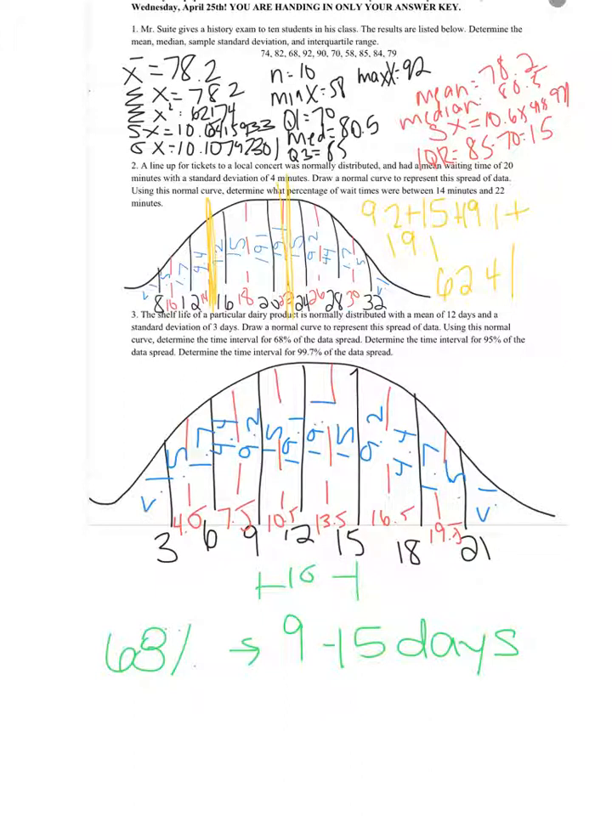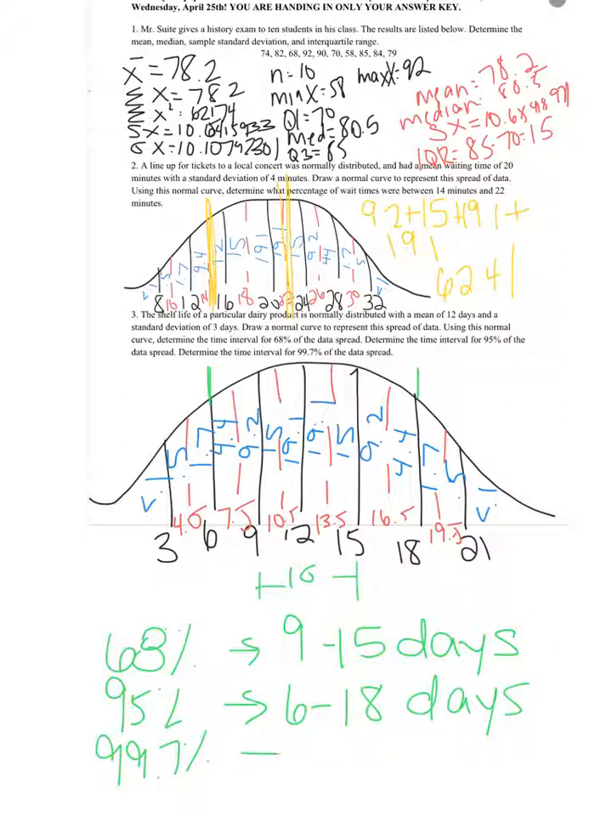And then we also have 95%. So for 95%, that's a second empirical rule for 2 standard deviations away. So now I'm looking from here until here. So this would be 6 to 18 days. And then the last one would be 99.7%. That's 3 standard deviations away, so that's the last interval that I had put. So this is 3 to 21 days.